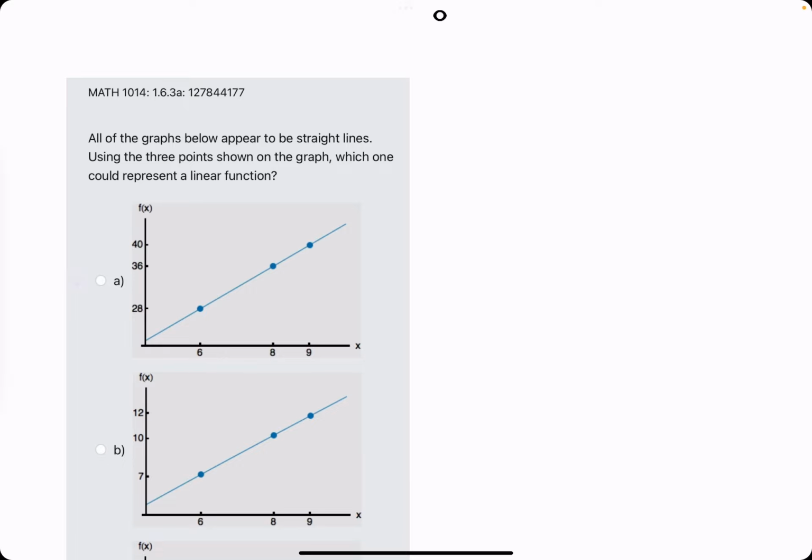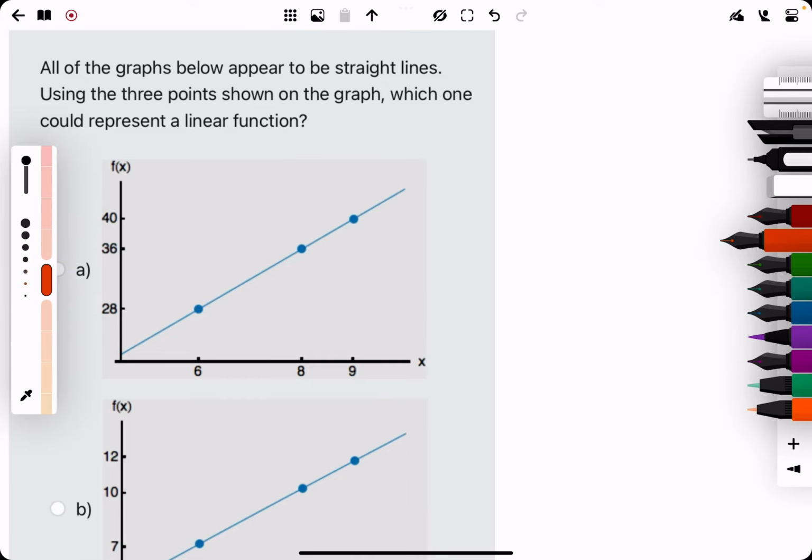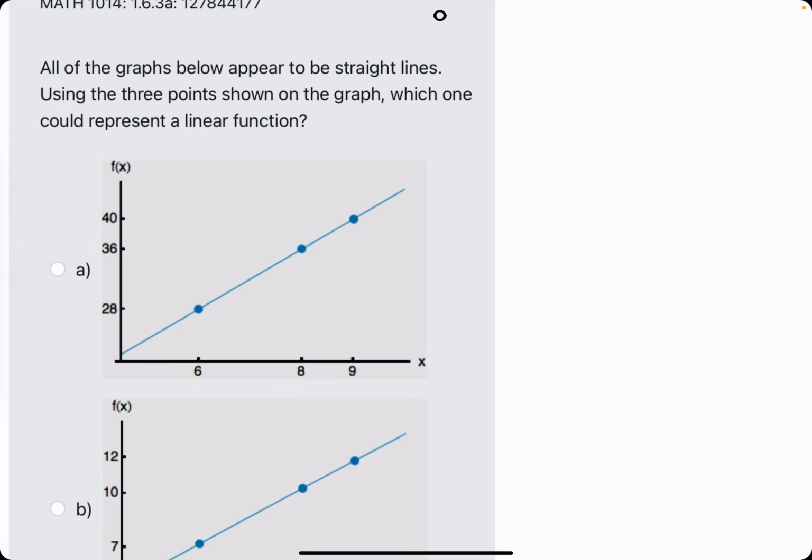Okay, so to find the slope between 2 points, we do rise over run, or if you wanted to, you could identify the ordered pairs at each of these points, like 6 comma 28 and then 8 comma 36, and then do y2 minus y1 over or divided by x2 minus x1 to find the slope like that. I am not going to do that. That just takes way too long in my opinion. So I'm just going to do a little visual rise over run situation.